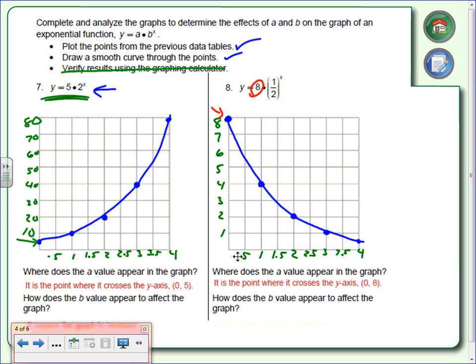The next one says, how does the B value appear to affect the graph? It causes it to decrease. There you go. On number 7, it was increasing. On this one, it's decreasing.